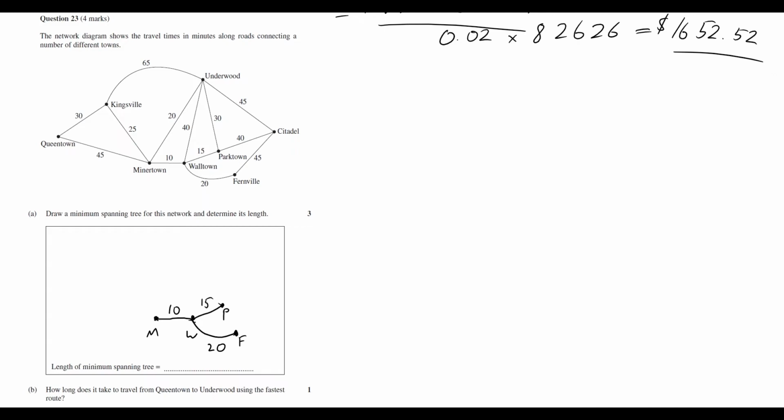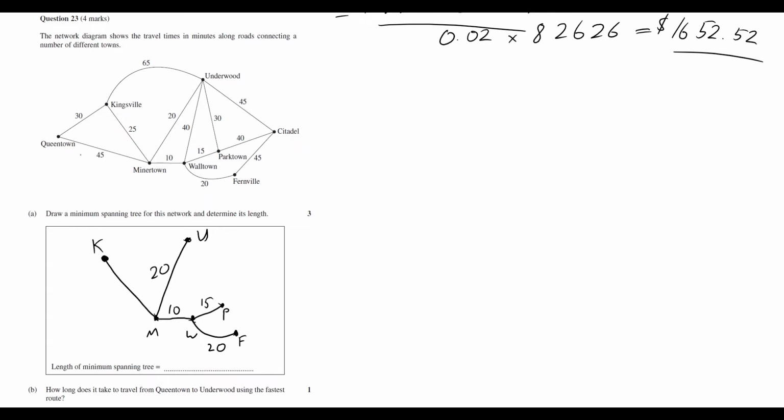Alright, so that's up to 20. Now let's see what else do we have. We've got another 20 going from Minortown to Underwood. So we can put that in there. Minortown to Underwood, and that has a weight of 20. If we keep going, we find that there's a 25 going from Minortown to Kingsville. Are there any other 25s? Double check. Nope, I don't believe so.